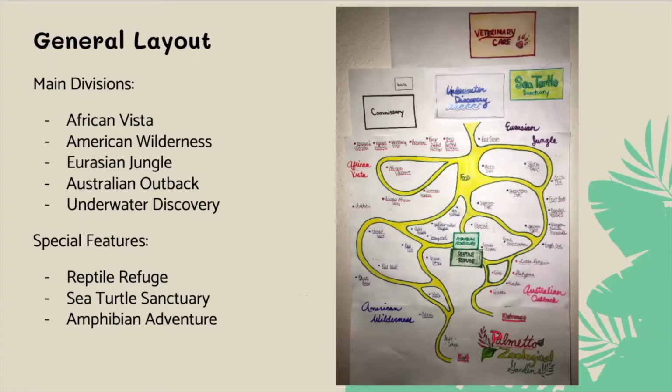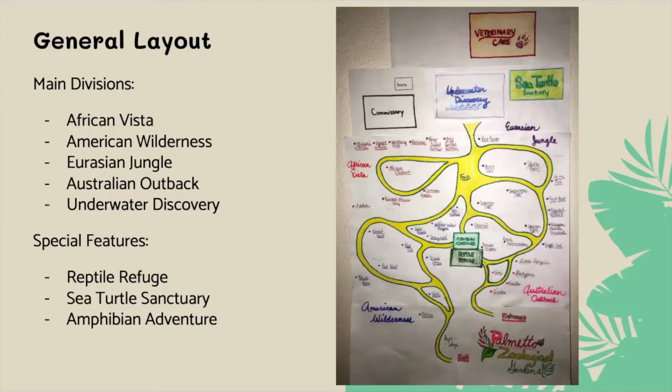So here we see an image of the general layout of the zoo. The main divisions are going to be the African Vista, American Wilderness, Eurasian Jungle, Australian Outback, and Underwater Discovery. And then the special features will be the Reptile Refuge, Sea Turtle Sanctuary, and Amphibian Adventure.